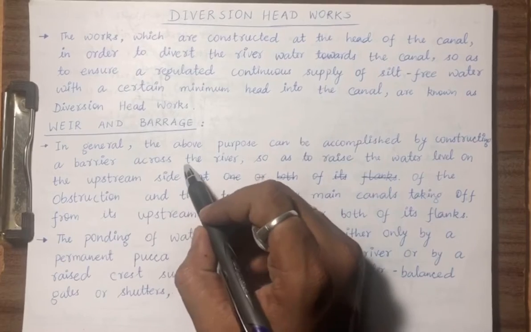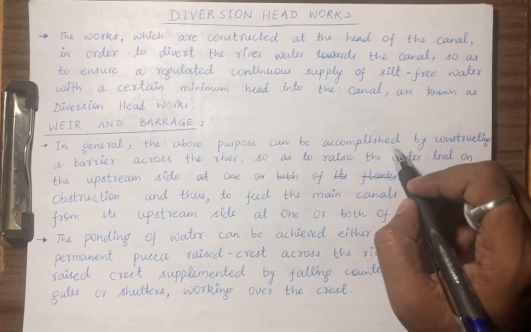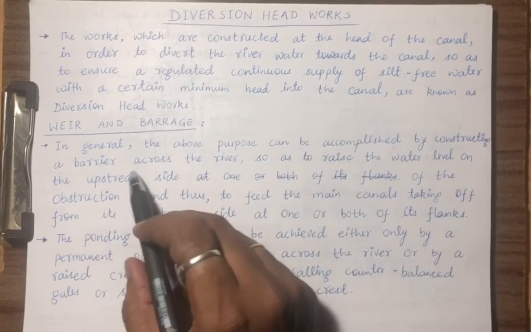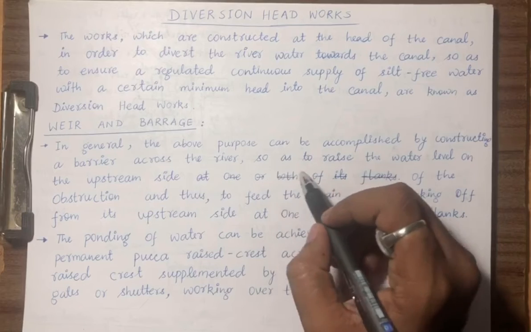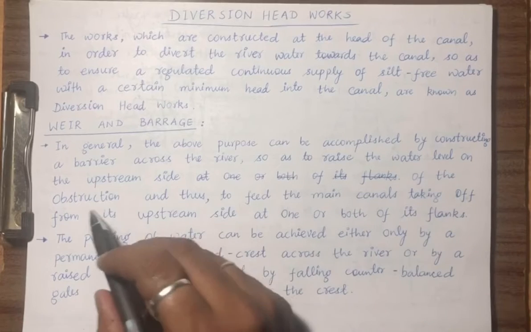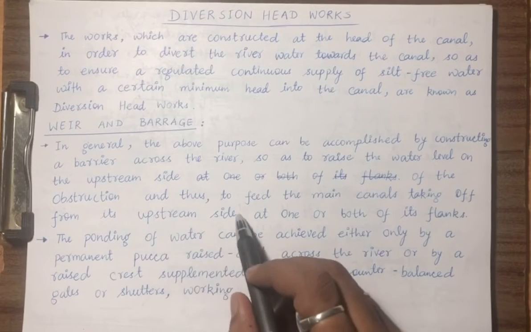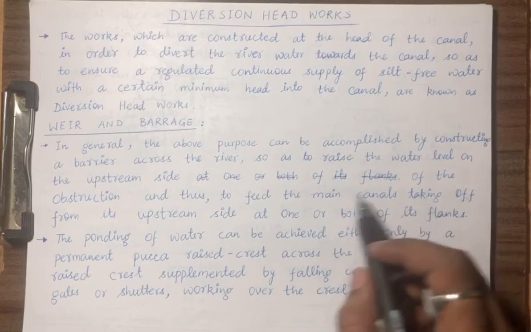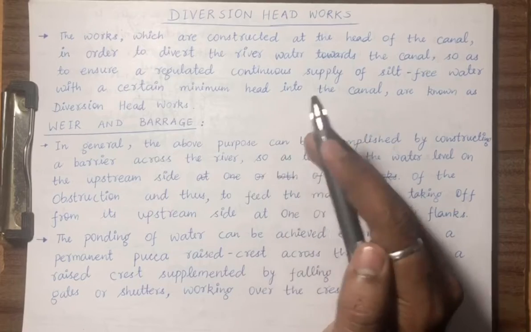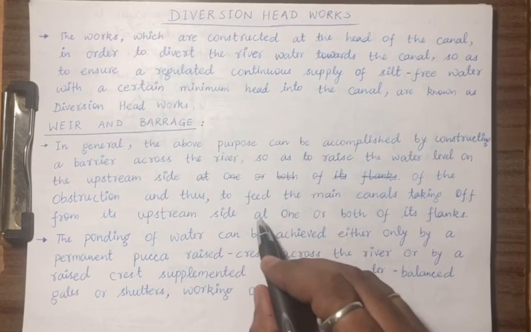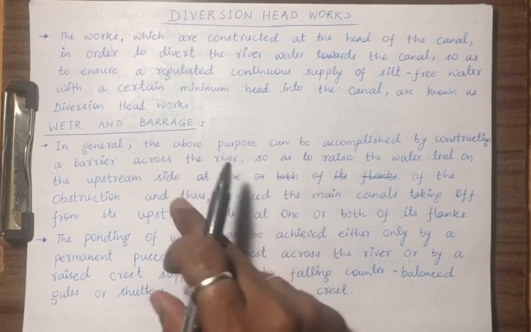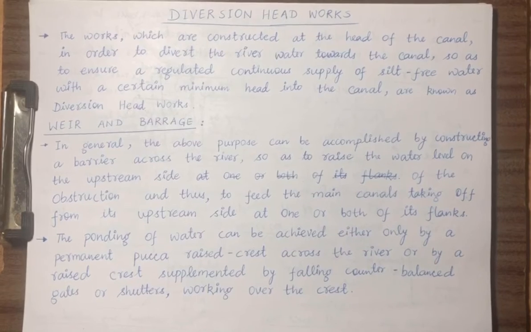In general, the above purpose can be accomplished. What purpose? The diversion purpose. By constructing a barrier across the river, so as to raise the water level on the upstream side of the obstruction and thus to feed the main canals taking off from its upstream side. So from where are we taking water? From the upstream of the river at one or both of its flanks. In this way we can divert the river water into the canal.